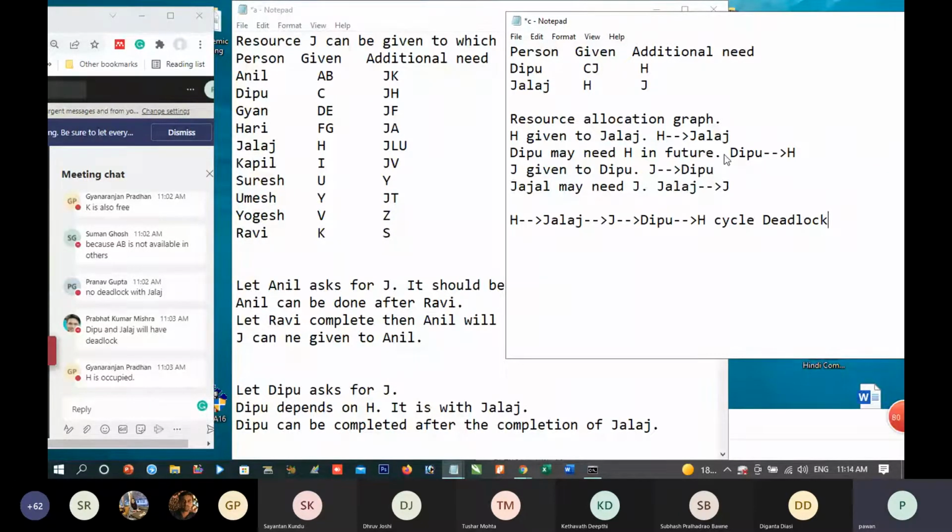Is there any doubt? When a resource is given, then from resource to person there is an edge. When a person may need a resource, then from person to resource there is an edge. And if it gives rise to a cycle, then there is deadlock. Any doubt?